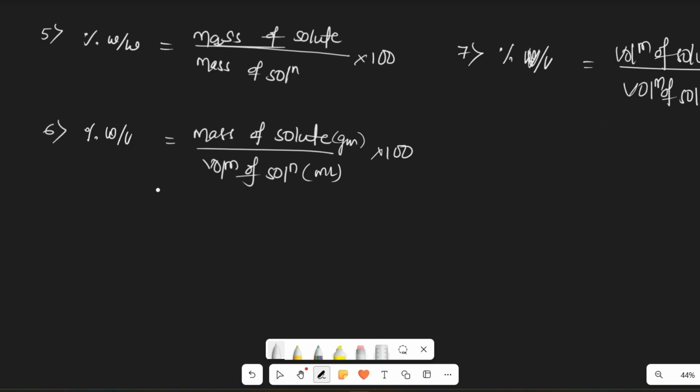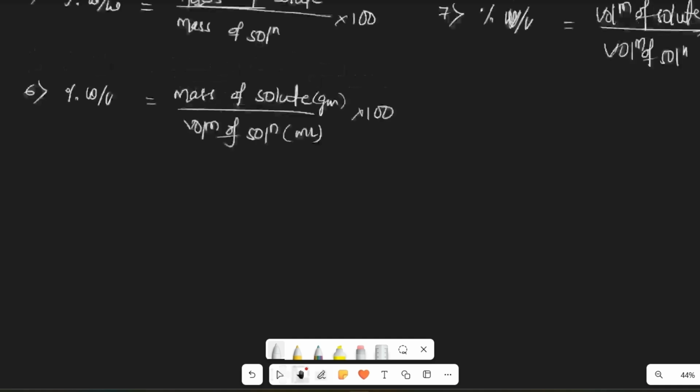And one more thing is there, which is parts per million, and I'll explain that too. So this is ppm, parts per million. What does that mean? It indicates parts of solute per million parts of solution. So I hope you have understood. It indicates parts of solute per million parts of the solution.